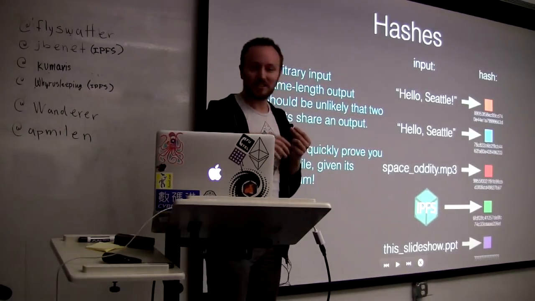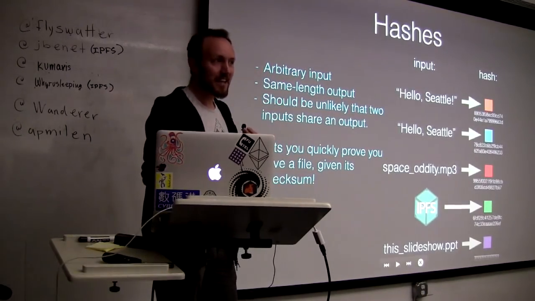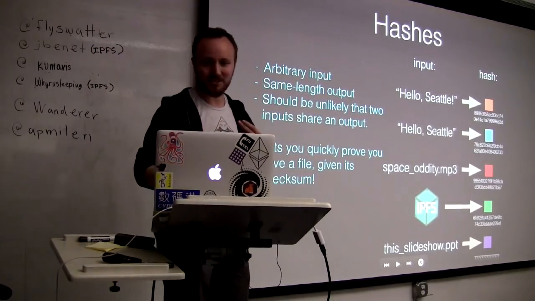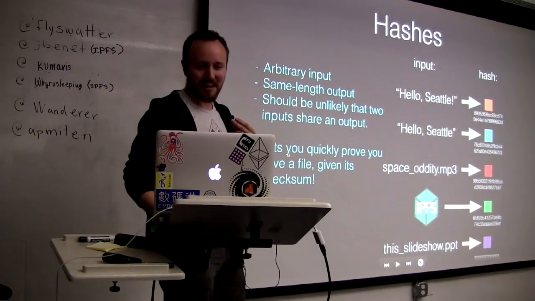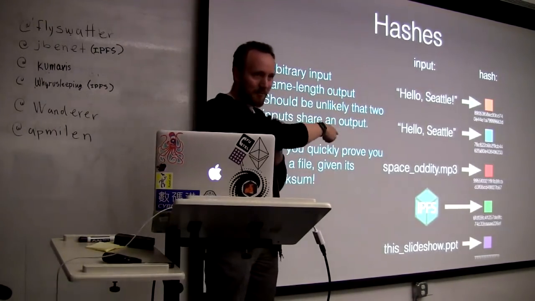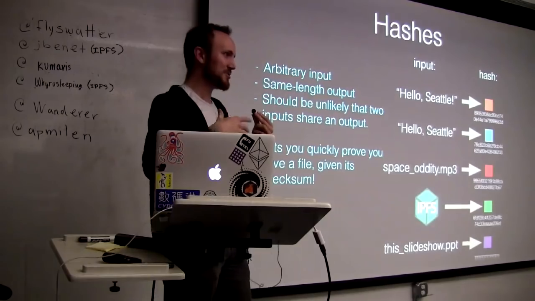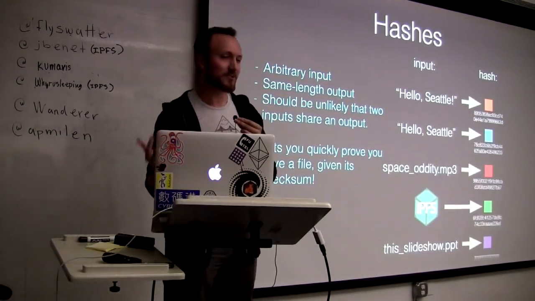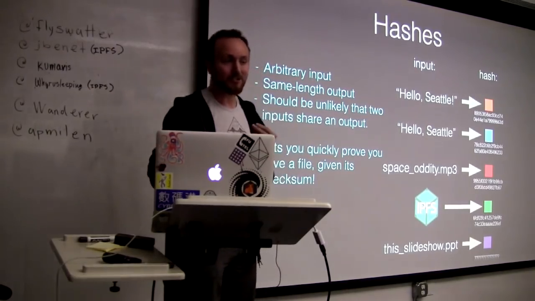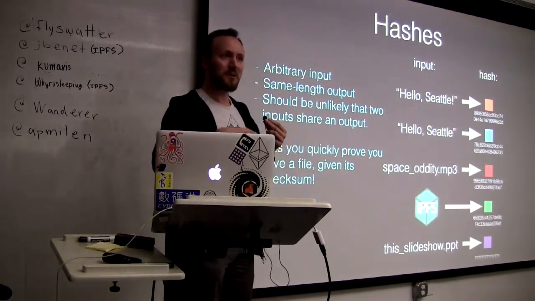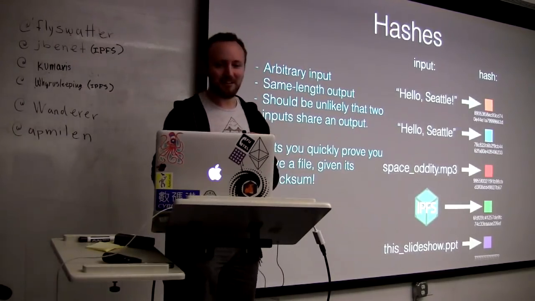A hash is just a function. You give it some data, and it gives you out some random data of a consistent length. So you can see here I've got hello Seattle, and then hello Seattle with an exclamation mark, and they give you two totally different numbers, right? A small difference gives you a totally different output. It always gives you the same length output, and it should be very unlikely that two inputs ever give you the same output.